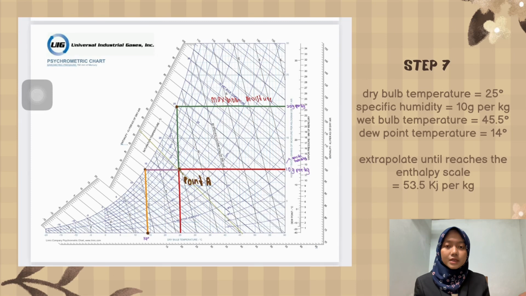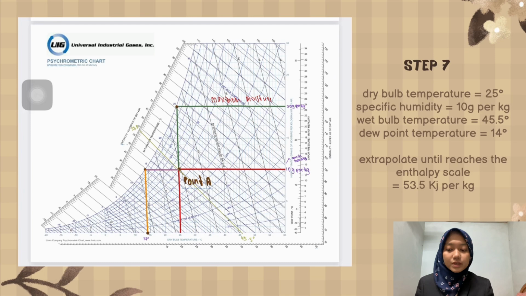The final step is to find the enthalpy scale. We use the line of wet bulb temperature, then we extrapolate until it reaches the enthalpy scale. In this graph, we use kJ per kg. Then after we extrapolate to the enthalpy scale, we get 53.5 kJ per kg.